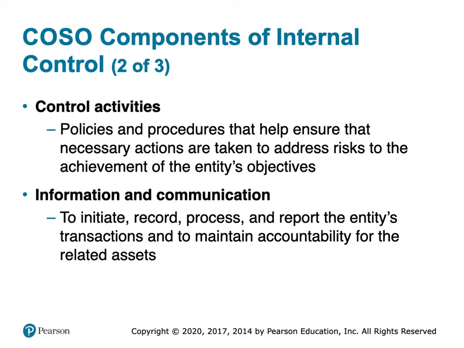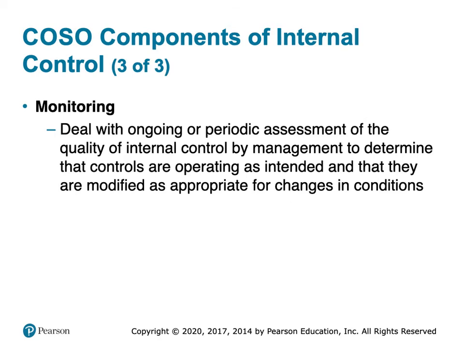Information and communication. How do you record assets? How do you transmit information? If everything's on paper, it's probably going to break down in some way. Or there may be the ability to accidentally, on purpose, lose paper. So there's different things that can cause internal controls to break down.